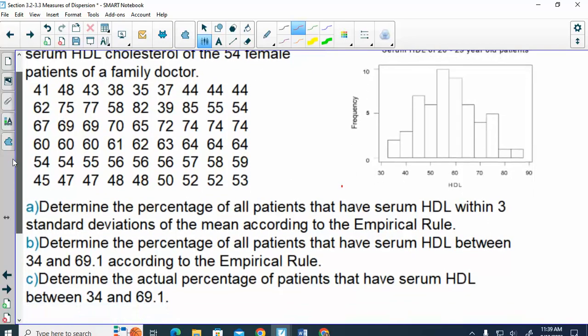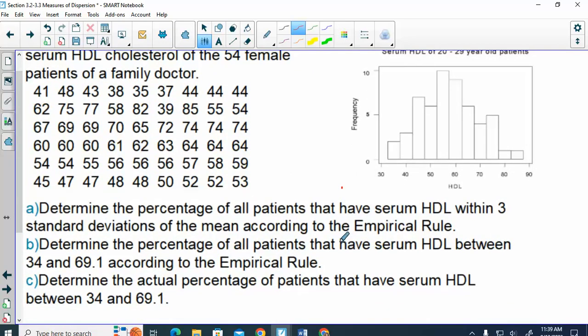So the question, determine the percentage of patients that would have a cholesterol within 3 standard deviations of the mean according to the empirical rule. So empirical rule says how much should be within 3 standard deviations of the mean? 99.7. I didn't ask you from the actual data, I just said based on the empirical rule, what should it be? So it should be 99.7.